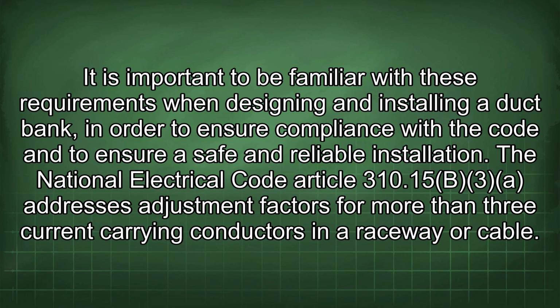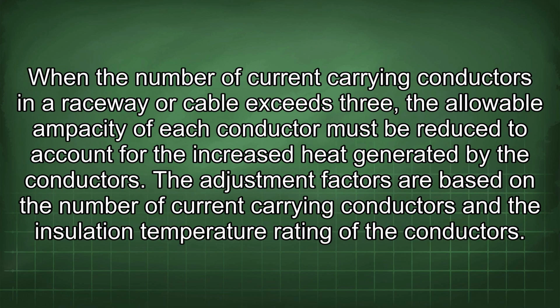The National Electrical Code Article 310.15(B)(3) addresses adjustment factors for more than 3 current carrying conductors in a raceway or cable. When the number of current carrying conductors in a raceway or cable exceeds 3, the allowable ampacity of each conductor must be reduced to account for the increased heat generated by the conductors. The adjustment factors are based on the number of current carrying conductors and the insulation temperature rating of the conductors.